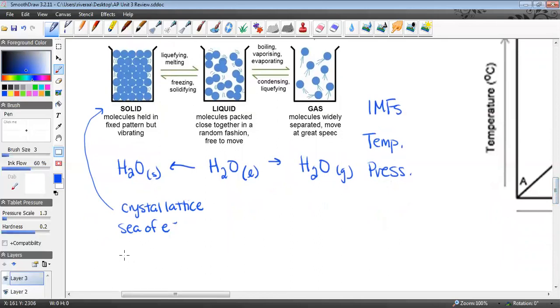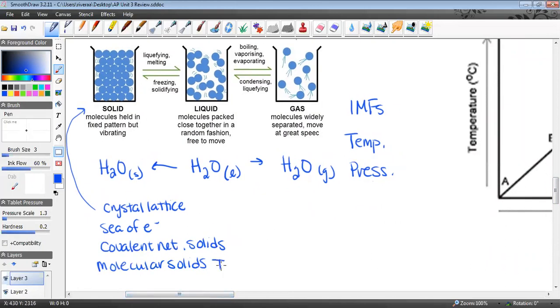What else is a solid at room temperature? Oh, your covalent network solids that we talked about last time. The covalent network solids, like diamond and graphite, have very, very strong intermolecular forces, and so that will usually result in a solid at room temperature. And then there are also some molecular solids, for example, iodine, I2. Iodine is a solid at room temperature.